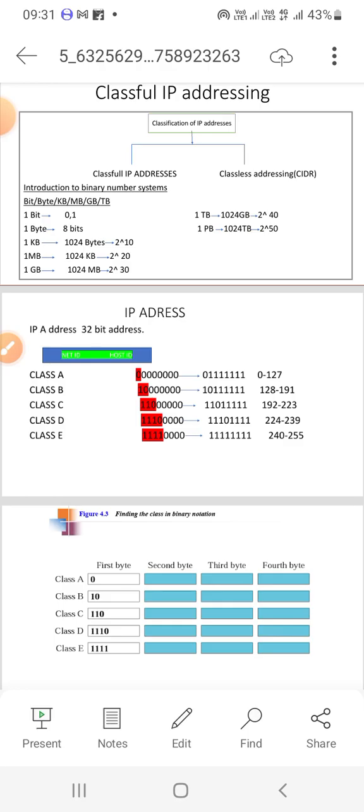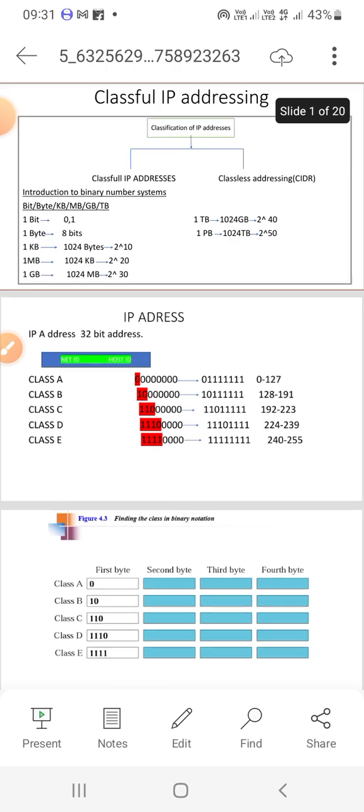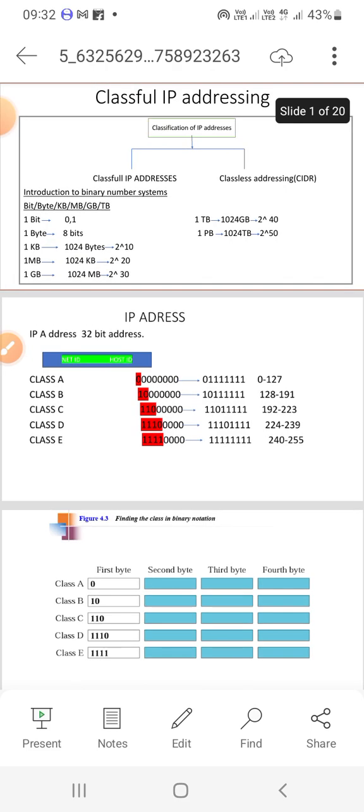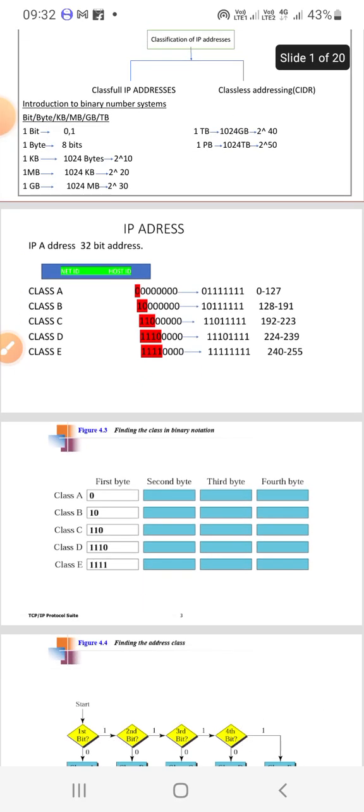2 power 20. 1 gigabyte equals 1024 megabytes, that is 2 power 30. 1 terabyte equals 1024 gigabytes, 2 power 40. 1 petabyte equals 1024 terabytes, 2 power 50. These are the binary system units. Next, the IP address.